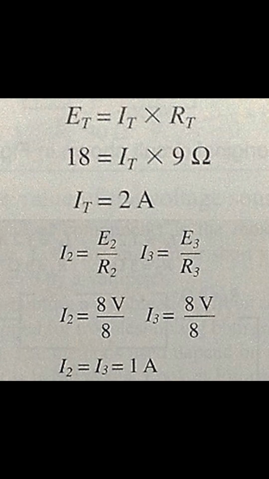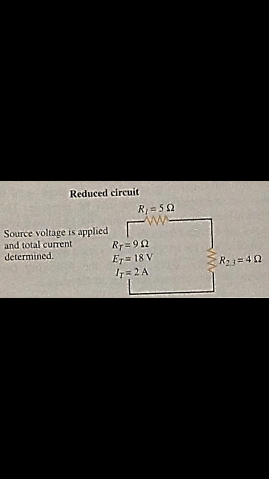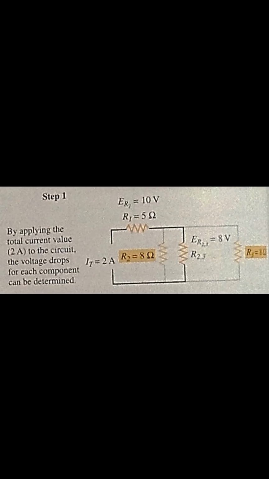Thus, 2 amperes of current flow through R1 and R23. The voltage drop across R1 is 10 volts, or 2 amps times 5 ohms. The voltage drop across R23 equals 8 volts, or 2 amps times 4 ohms. See the upper right circuit of figure 8-4. Reversing the simplification process, R23 is restored to the 2 separate resistors, R2 and R3. The 8 volt drop is applied to each resistor, as is done in parallel circuit applications.